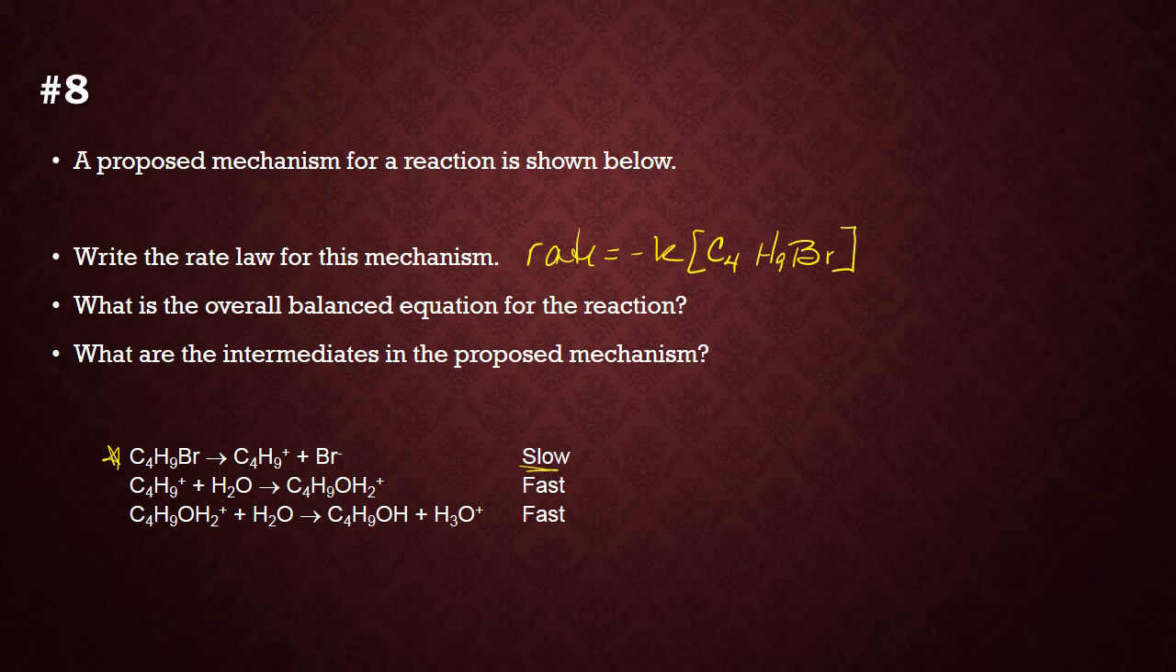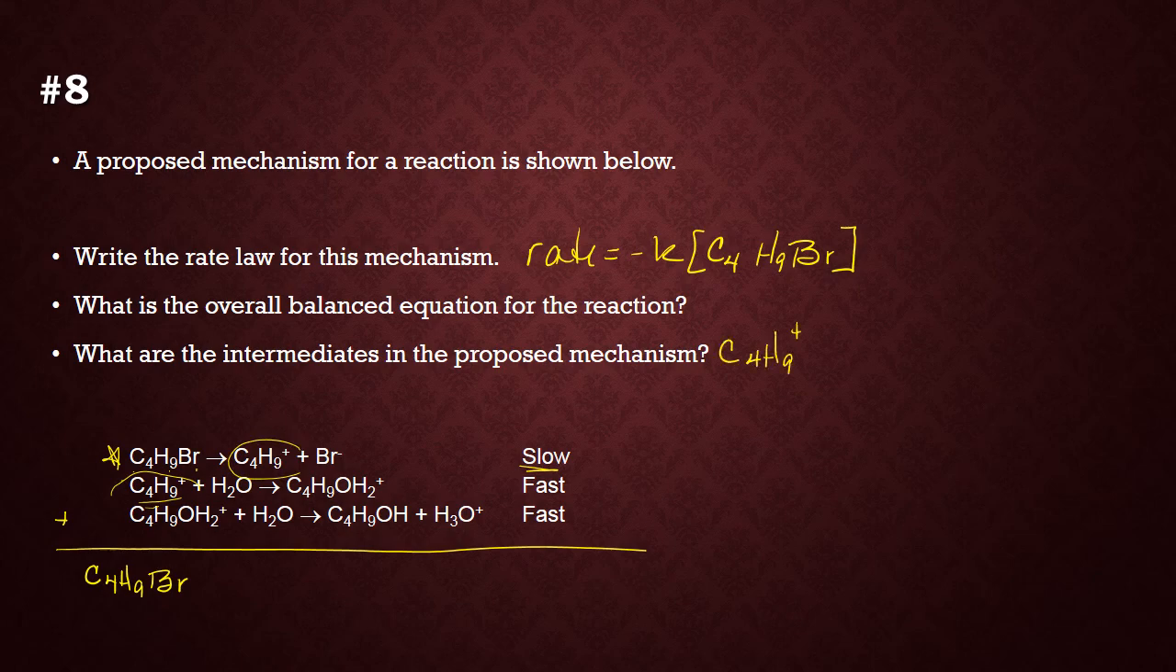Now we need to write an overall balanced equation. Well, that simply means just add them up in this case. So I don't see any more of this guy around here. So we have C4H9Br. And now I'm going to look for this one somewhere, C4H9. There it is. So that's one of our intermediates, so we don't need that one anymore.